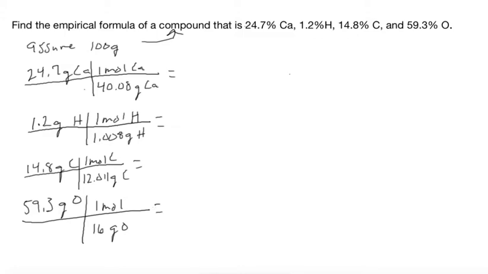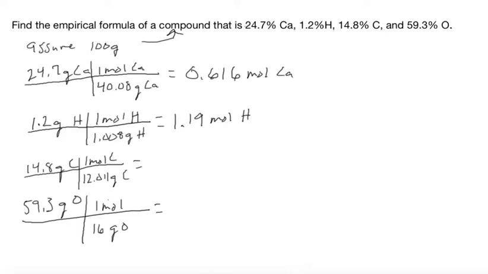Let's calculate the calcium first. We'll say 24.7 divided by 40.08, and that gives me 0.0616 moles of calcium. Now let's do the hydrogen. We'll take 1.2 divided by 1.008, and here I get 1.19 moles of hydrogen.